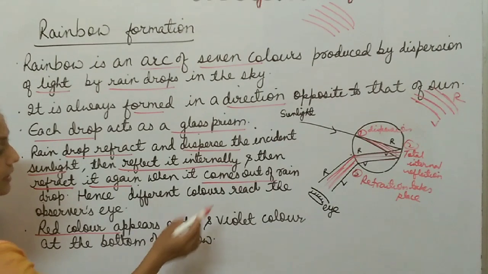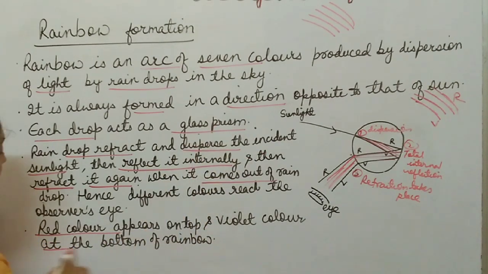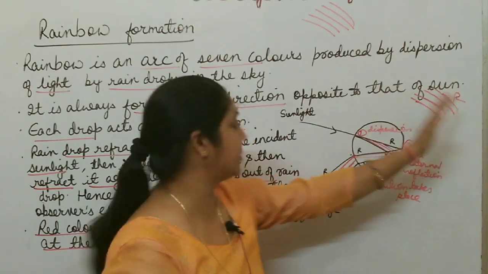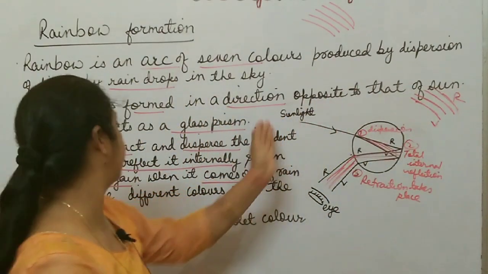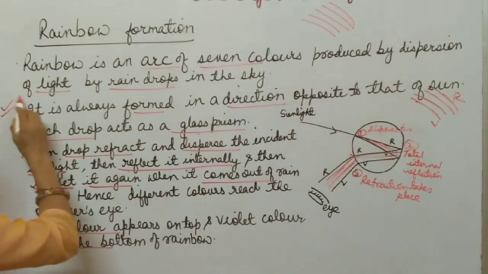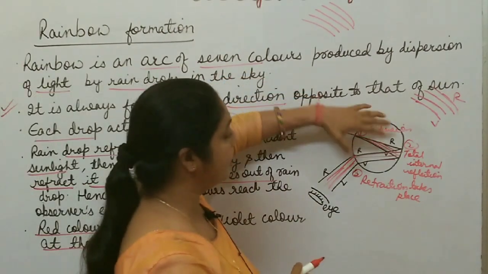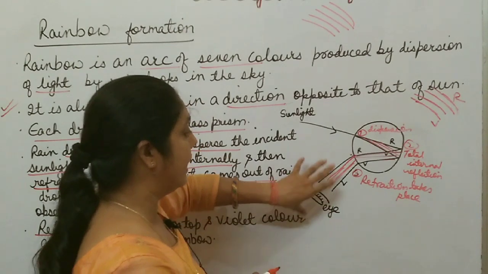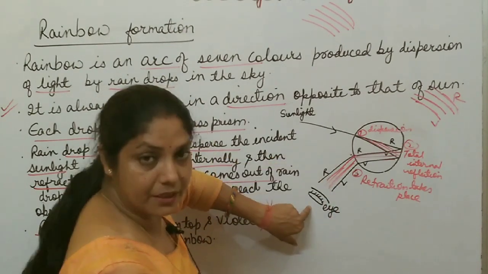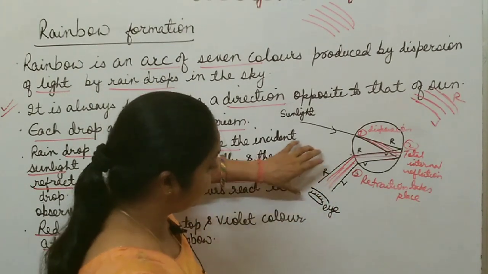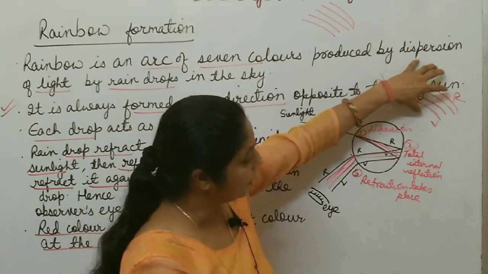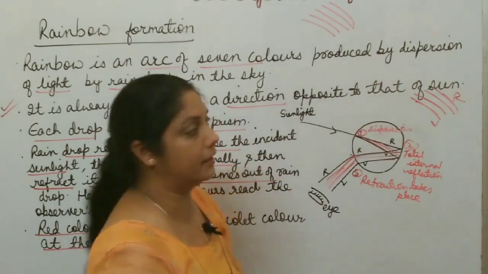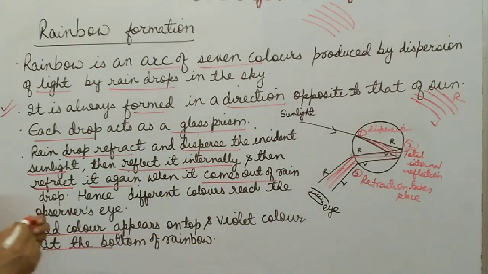Red color appears on the top of the rainbow and violet color appears at the bottom of the rainbow, and the rainbow is always formed in a direction opposite to that of the sun, right? This point is also very important. Light is coming in this way. Here dispersion takes place, refraction takes place, refraction takes place, and then it reaches the observer's eye. So the observer is able to observe the rainbow here in the sky, in a direction opposite to that of the sunlight. In this way a rainbow is formed.